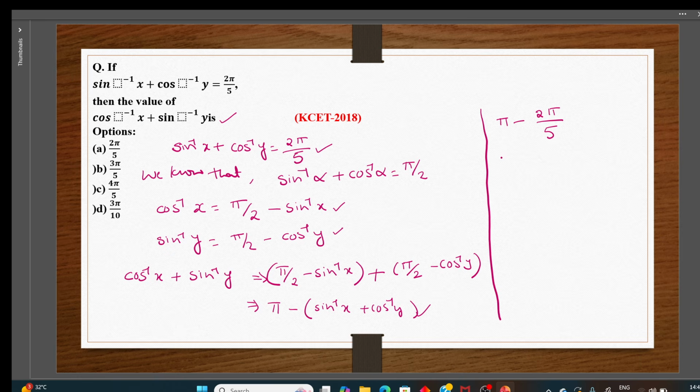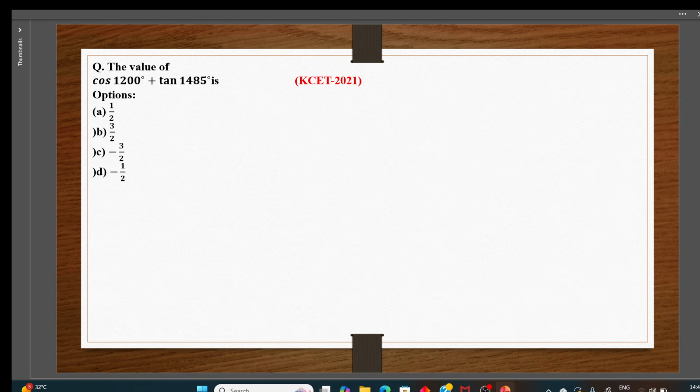So pi is equal to 5 pi, minus 2 pi by 5. Simple. Apply cross multiplication. So 5 pi minus 2 pi, 5 pi minus 2 pi is 3 pi by 5. Okay, 3 pi by 5 is the answer. So option B is the correct answer. 3 pi by 5. This question is from KCET 2018. Clear? Next question, from 2021.